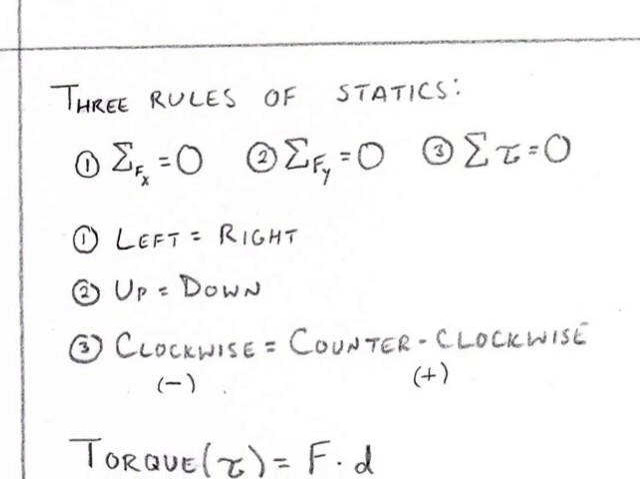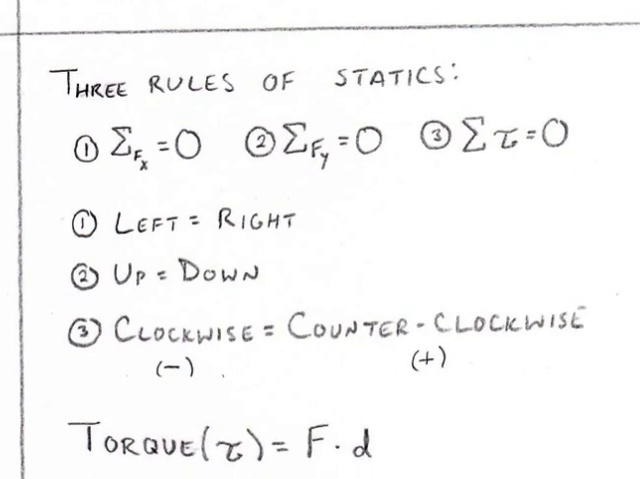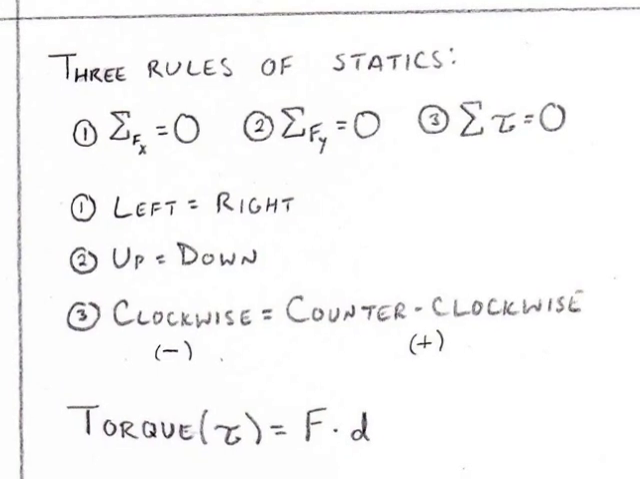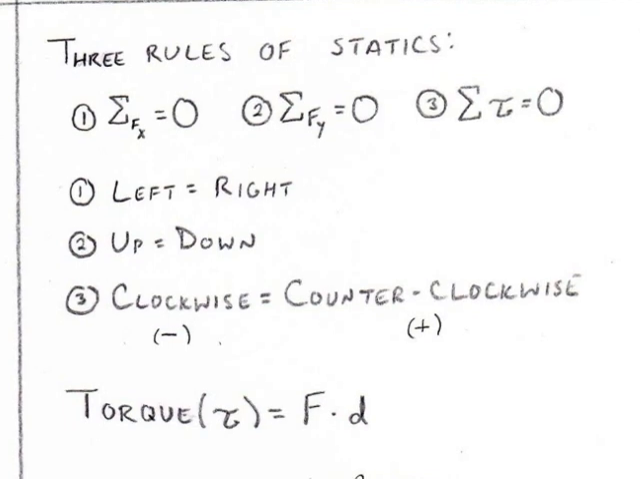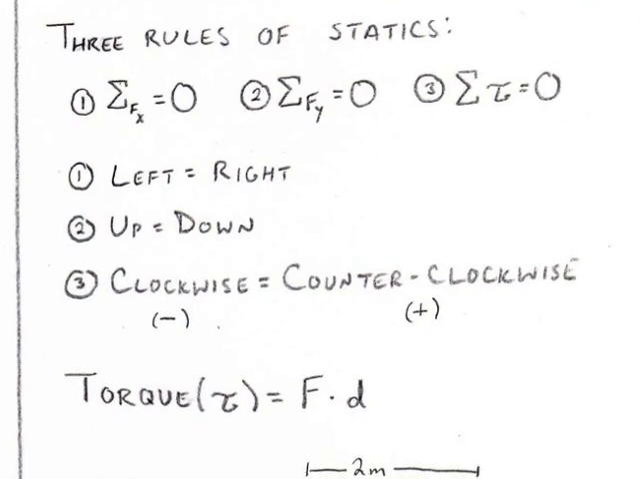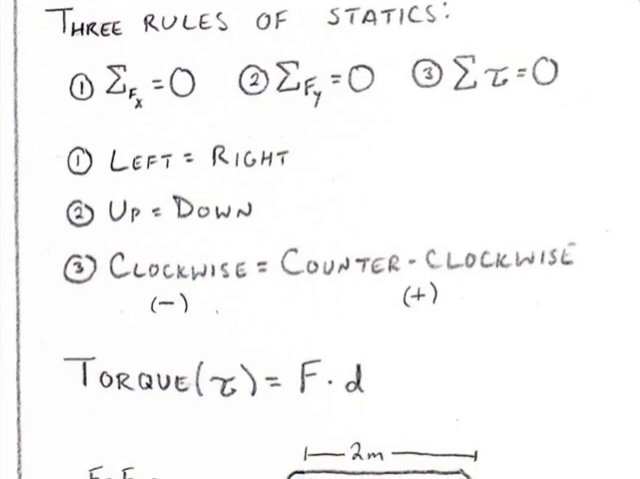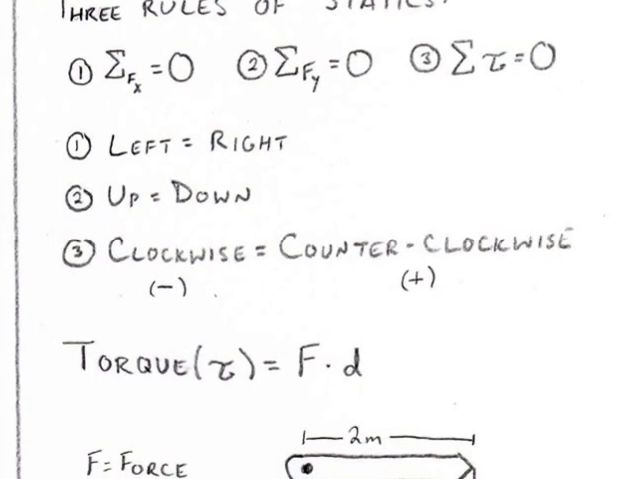In this problem, we won't be needing left equals right, but we see that there are two loads, the 4 kilonewtons and the 6 kilonewtons pulling down. Therefore, there will be forces pushing up at joints A and D to fight off those two forces. We're going to solve for those forces first, and we're going to do it by using rules 2 and 3. Torque is defined as force times distance from an axis or a turning point.